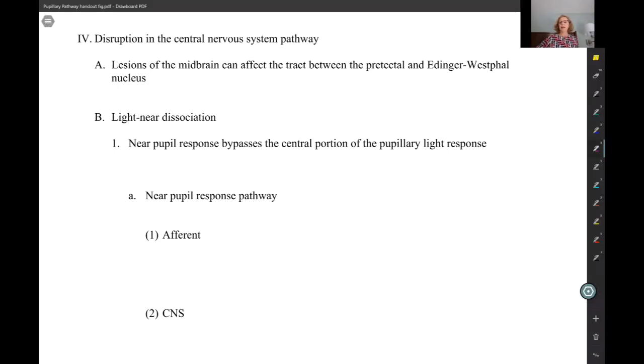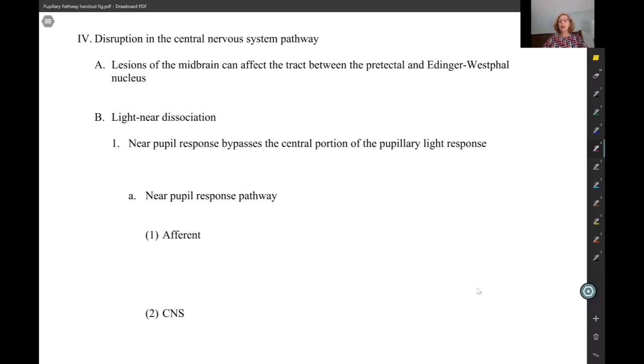Welcome to the second of 3 anatomical pupil lectures. Today we are going to discuss what will happen if there are defects in the central pupillary pathway and the parasympathetic portion of the efferent pathway. So we'll start with the central nervous system pathway.